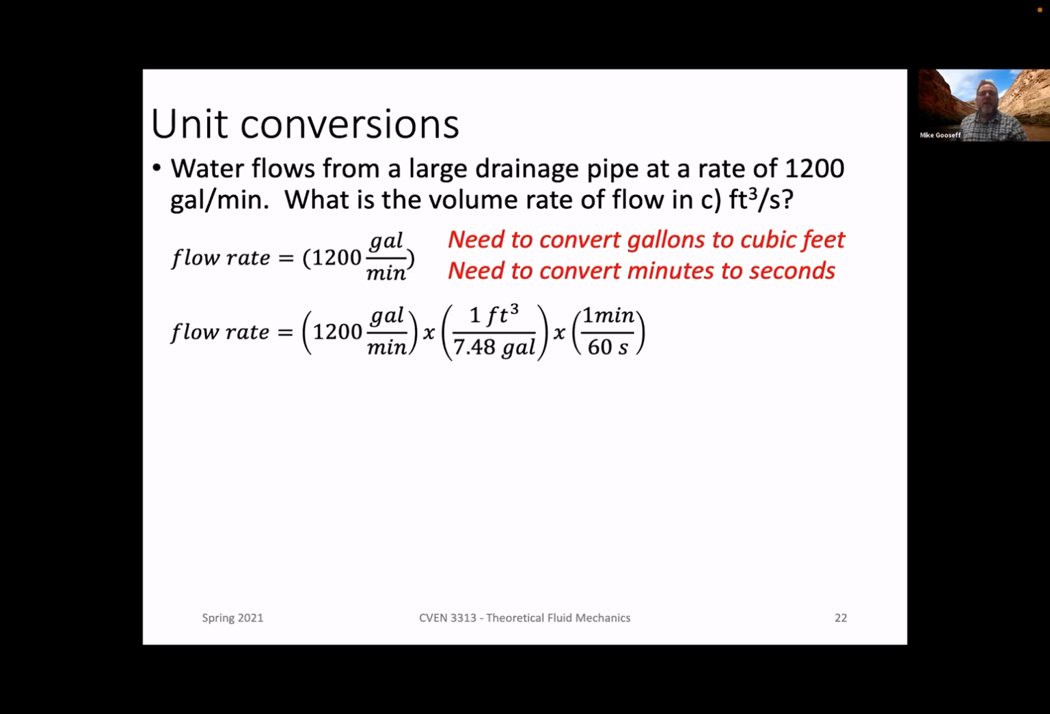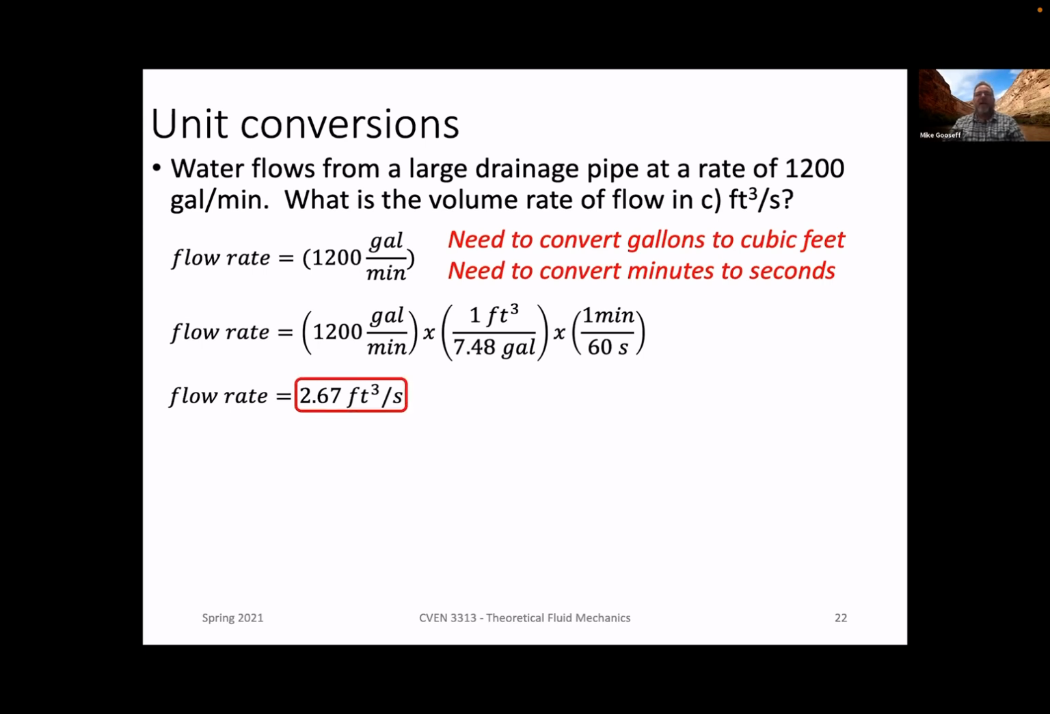So here I've identified that there are 7.48 gallons in a cubic foot, and there are 60 seconds in 1 minute. So the minutes are going to cancel here, the gallon units are going to cancel, and if I work through this math, I end up with a value of 2.67 cubic feet per second. Okay, so when you take 1,200 and divide it by 60, and then also divide it by 7.48, you should end up with 2.67. And that's our final answer on that.